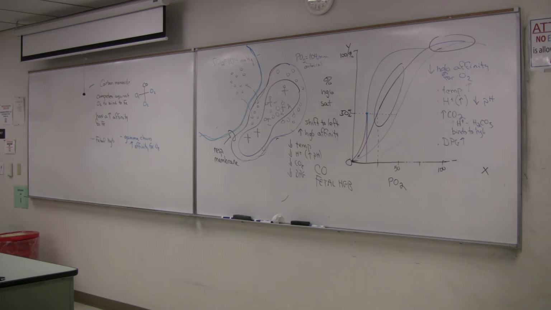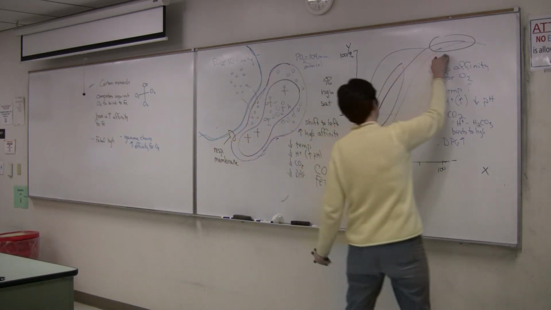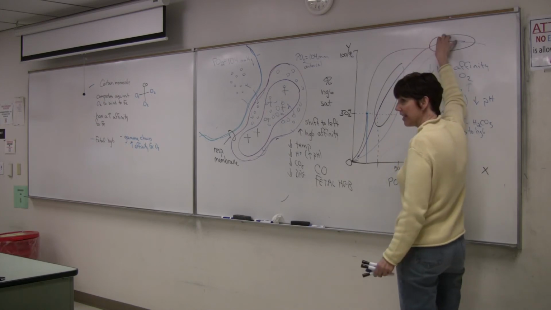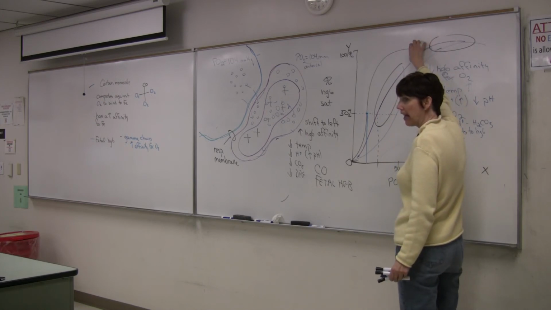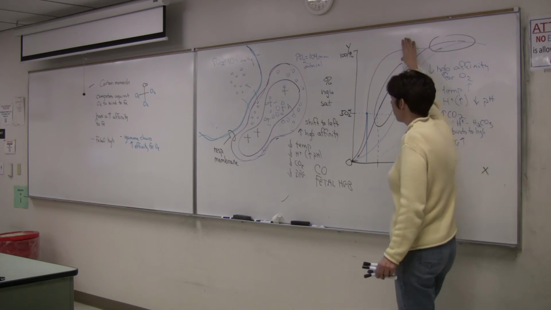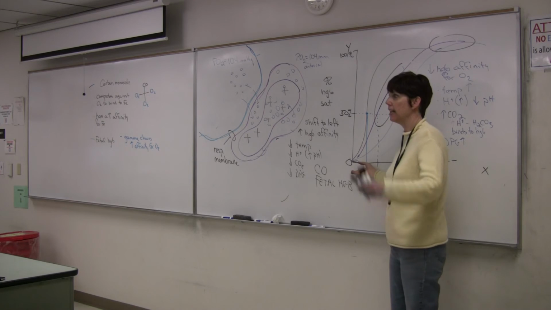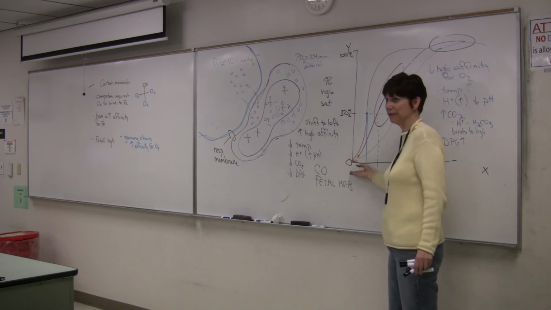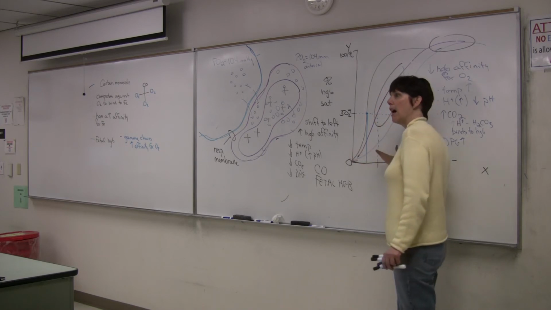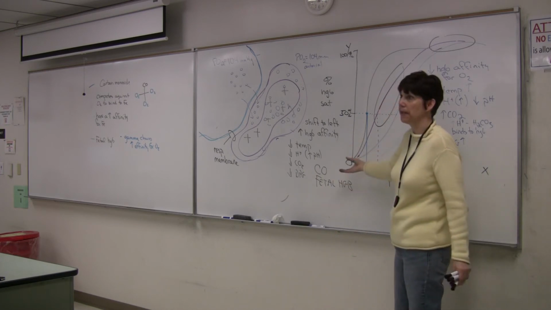Now, is that a problem for the fetus at the tissues? If this is the placenta, the fetus, we start here instead of here, all right? But we have a higher affinity for it, so it still works okay, because our whole line is shifted to the left. And it still works here because this slope is shifted to the left as well, because the fetus tissues are at a lower PO2.